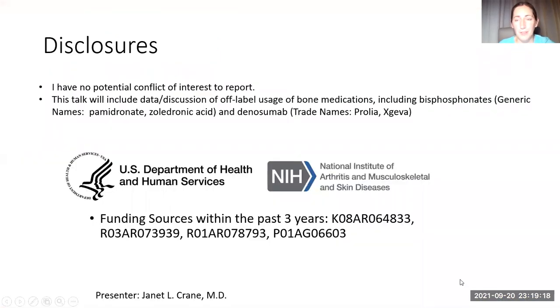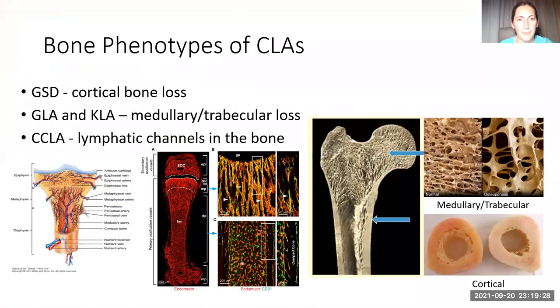I have nothing to disclose. I will talk briefly about off-label use of bone medications, including bisphosphonates and denosumab, and I have received grant funding from the National Institutes of Health.